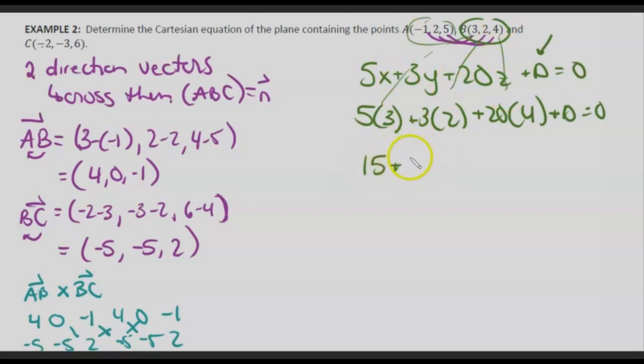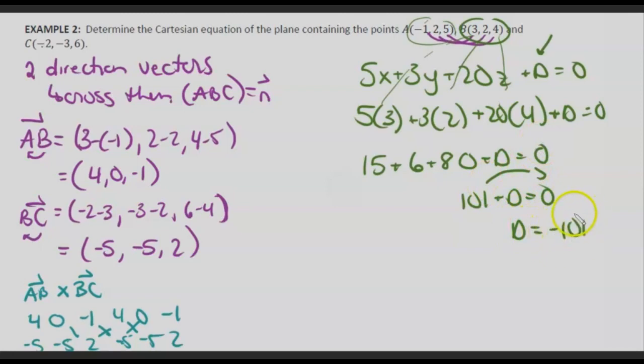So I get 15 plus 6 plus 80 plus d equals 0. Okay, I get 101 plus d equals 0. Move that to the other side. I get d equals -101.